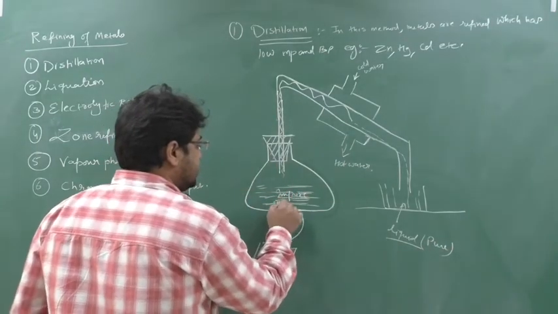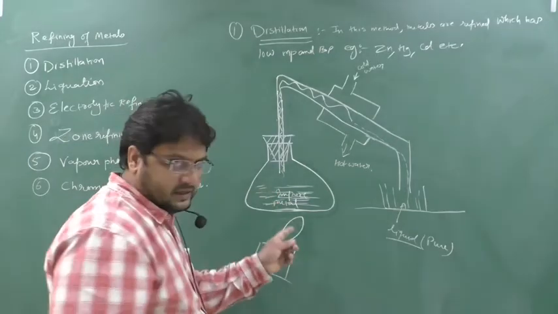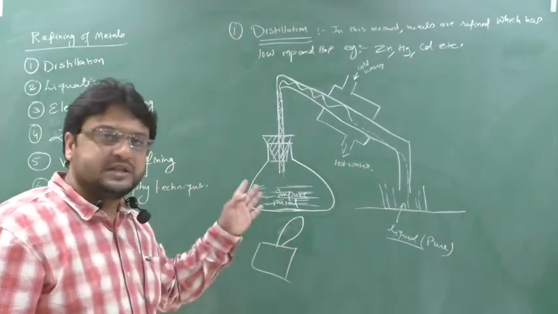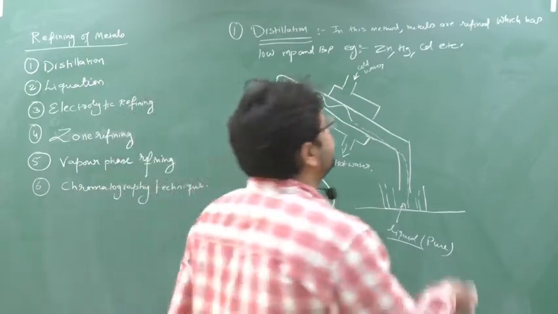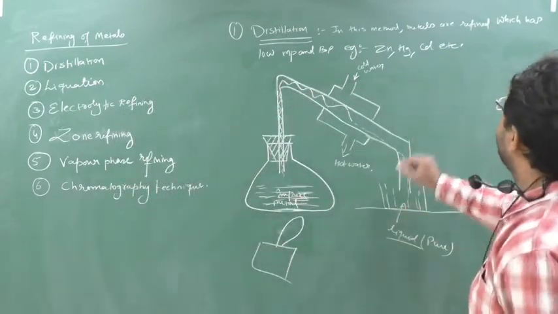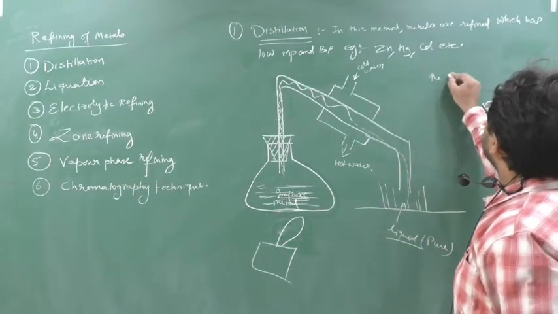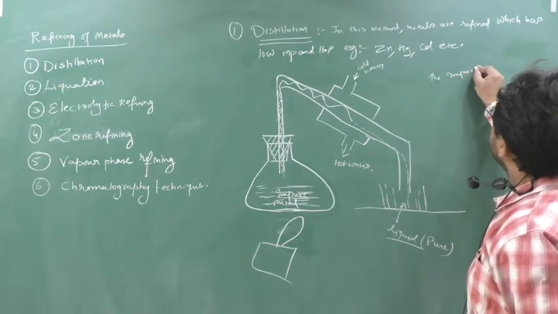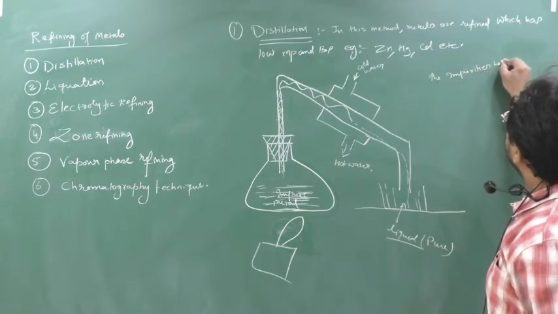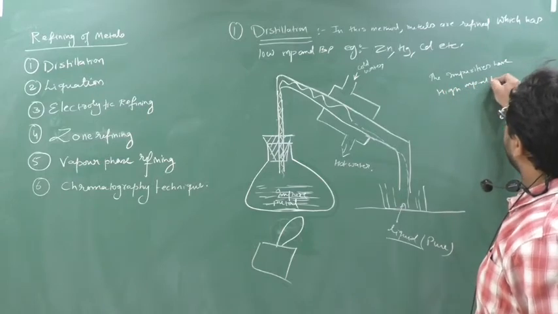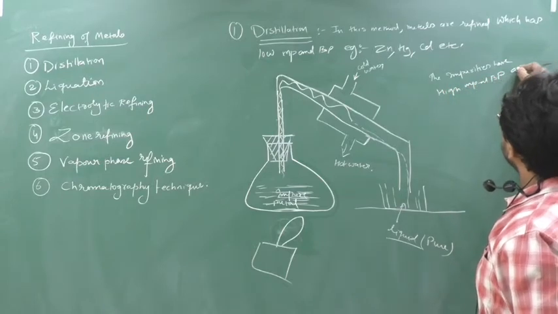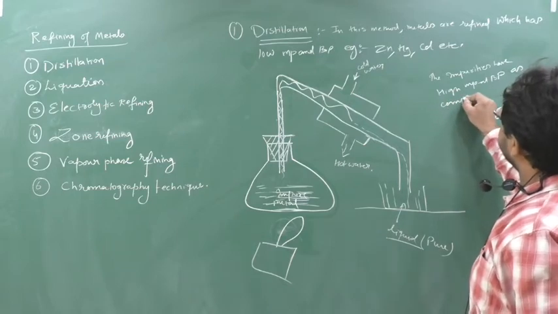Now there are impurities in this metal which will not get vaporized because their melting point is very high. So what is the principle involved here? The principle involved is that the impurities have a high melting and boiling point as compared to the metal.